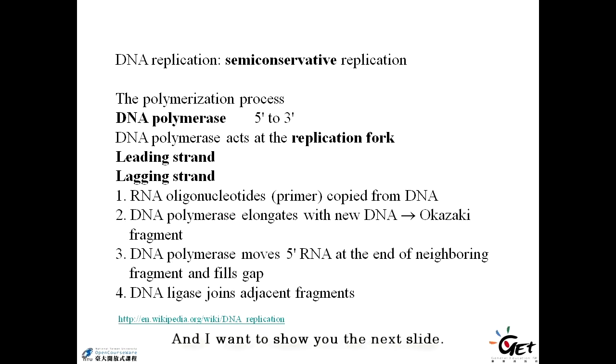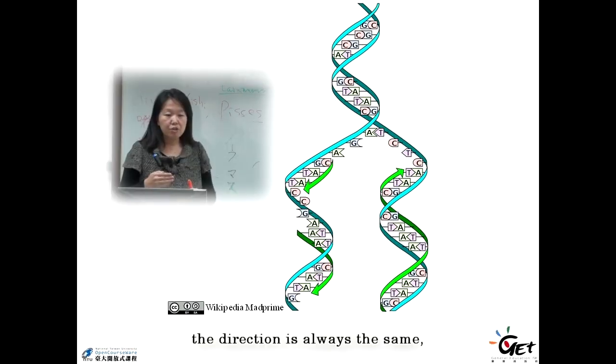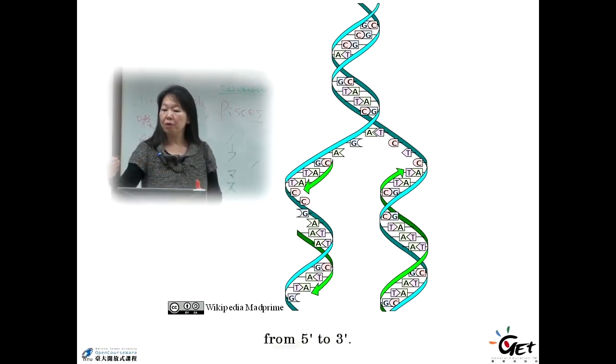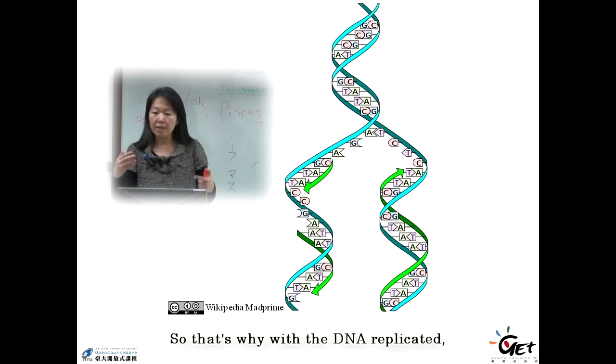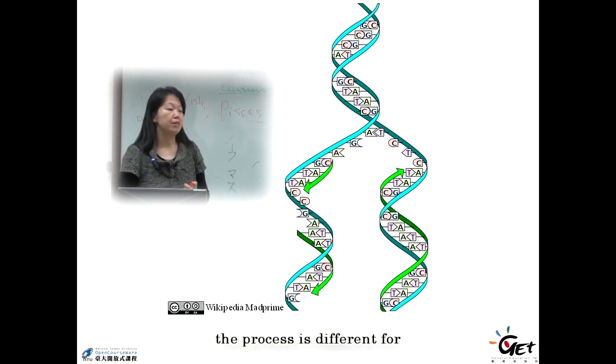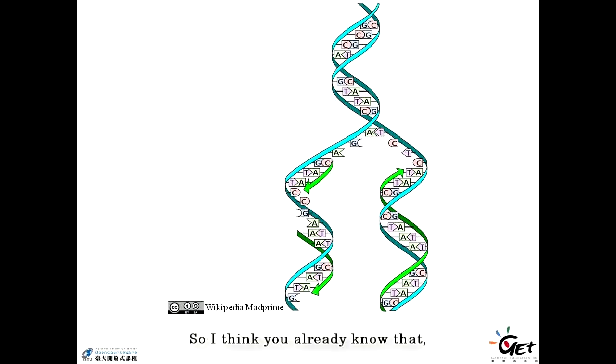The next slide shows that the replication of the two strands is different. One is called the leading strand, the other the lagging strand. For DNA polymerase, the direction is always the same, from 5' to 3', but the two DNA strands are anti-parallel. That's why when DNA replicates, the process is different for the leading strand and the lagging strand. I think you already know that, and I'm not going to talk more than that.